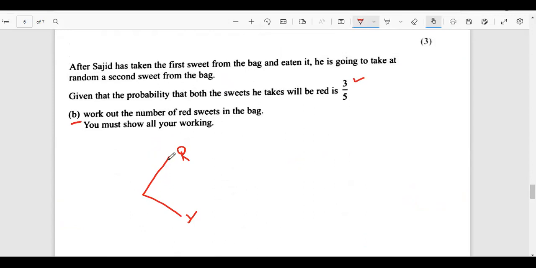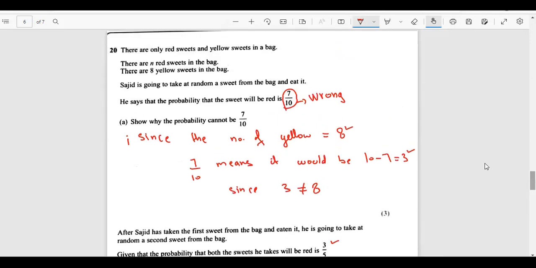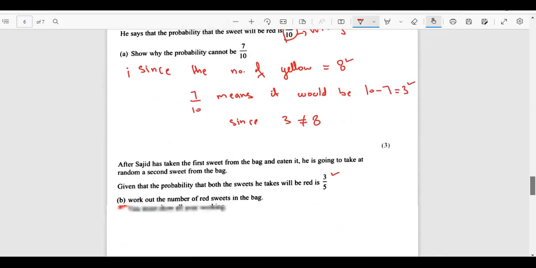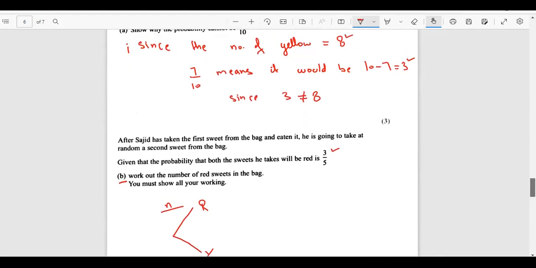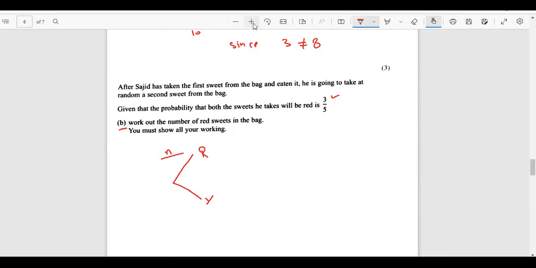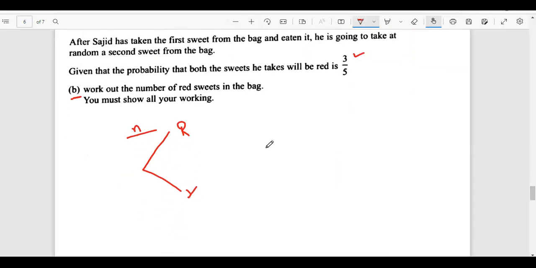Okay, look. The total number of red sweets is what? How do we find the probability for red? It is n, where n is the total number of red sweets. So it would be n divided by the total number of sweets. We only have yellow and red. If n is for red and 8 is for yellow, it would be n plus 8. Where'd you get 8 from? Because 8 is the number of yellow sweets and n is the number of red sweets. In total, it would be n plus 8. Did you get this?